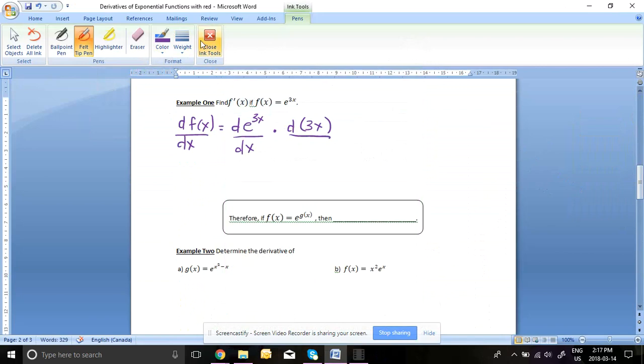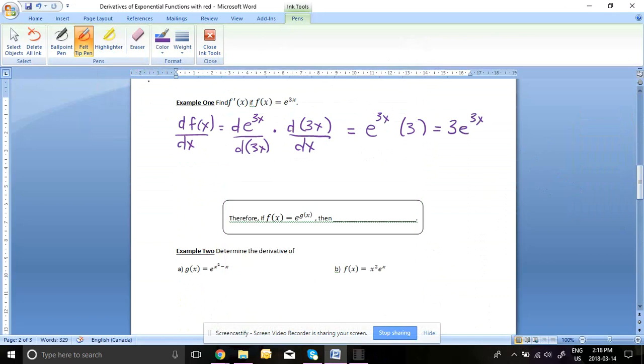Sorry, I made a mistake here. Sorry, guys. This is with respect to 3x, so treating 3x as the variable, and now this is with respect to x. Okay, so really you're just using the chain rule here. So this derivative is just e to the 3x, and this derivative is just 3. So you end up with 3 e to the 3x.